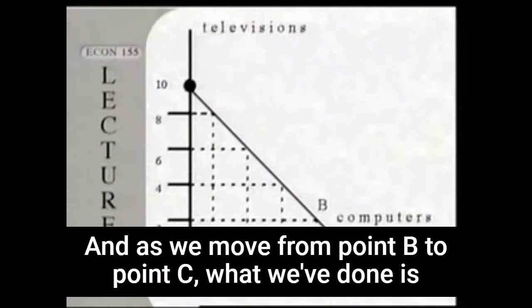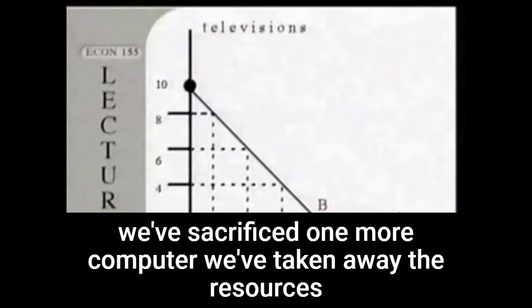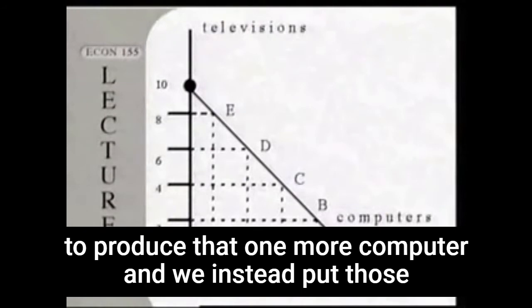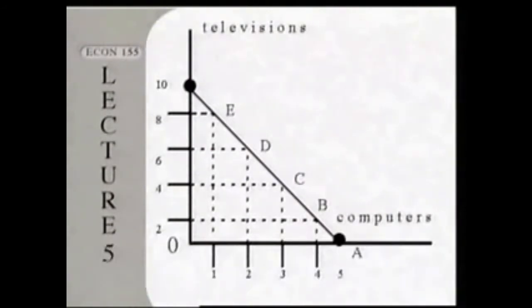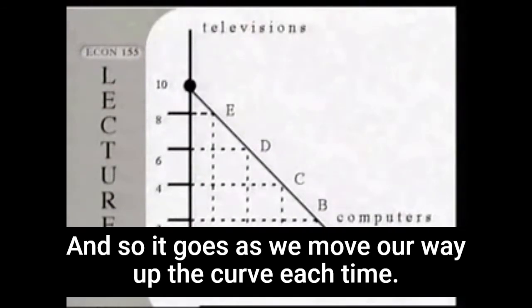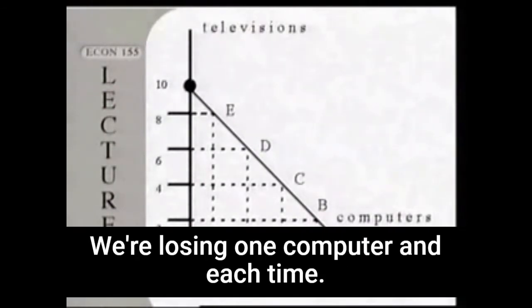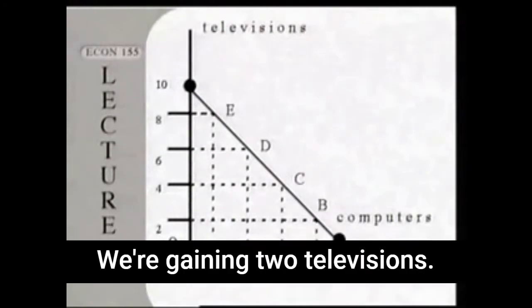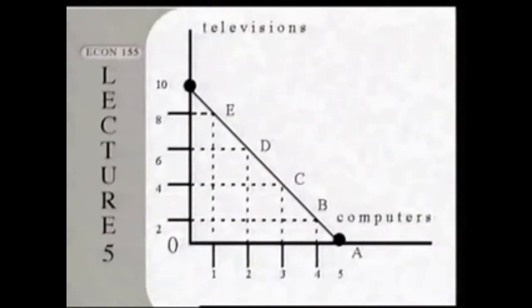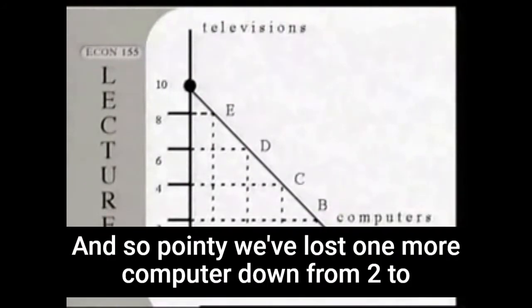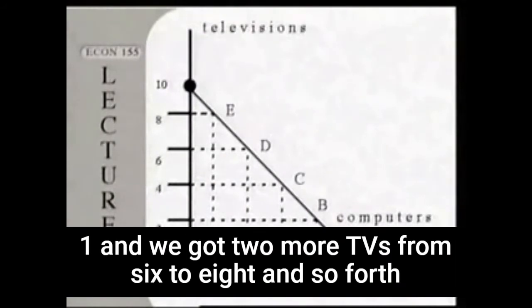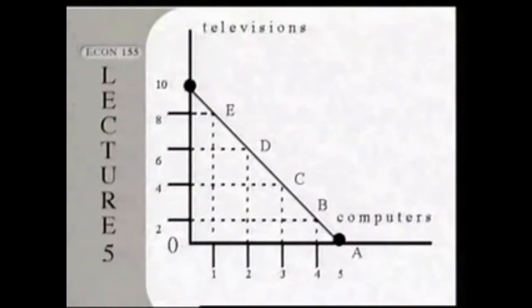And as we move from point B to point C, we've sacrificed one more computer. We've taken away the resources to produce that one more computer, and we instead put those in producing televisions, and so we get 2 more televisions. And so it goes as we move our way up the curve. Each time we're losing 1 computer, and each time we're gaining 2 televisions, right? Minus 1. And at point E, we've lost one more computer, down from 2 to 1, and we got 2 more TVs, from 6 to 8, and so forth down to 0 and 10.